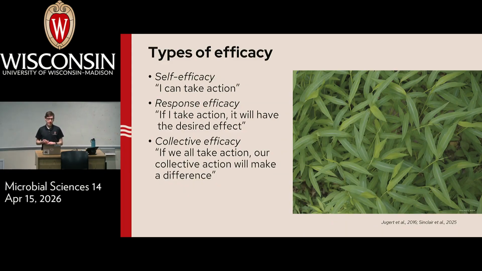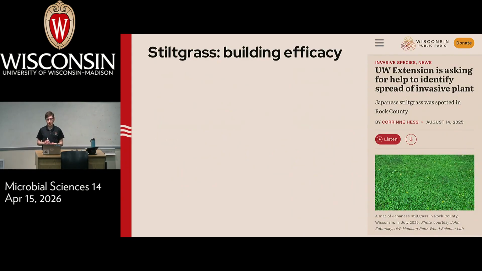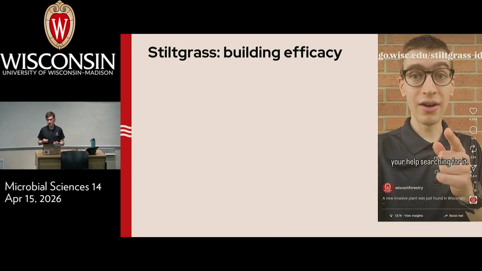So I put together a press release and sent it out to a bunch of media outlets, and I was very action-oriented in how I wrote the press release, and it got picked up by a lot of outlets, WPR, Wisconsin State Journal, Milwaukee Journal-Sentinel, and others. And I also created a social media video, an Instagram reel, so this was one of the other things that you saw. And I was very intentional about trying to cultivate efficacy from the get-go. The first sentence of this video is, there's a new invasive plant in Wisconsin, and we want your help searching for it. So immediately making them feel like there's something for them to do here.